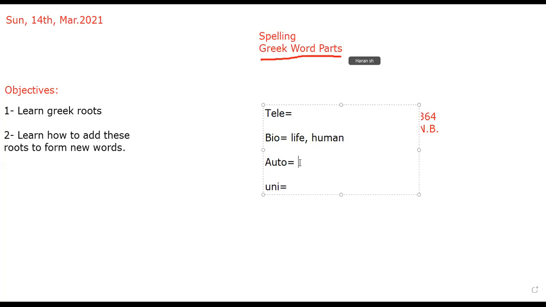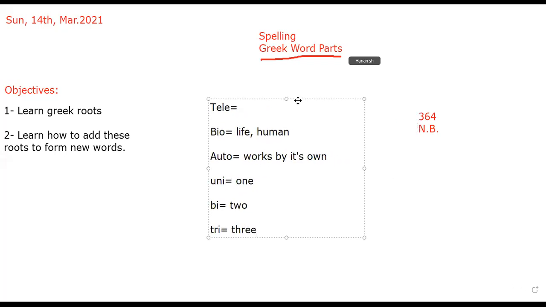Auto, it means something that works by its own. So like it's by itself, no one controls it. And uni, it means one. Bi, it means what? It means two. Tri, it means what? It means three. Is that even English? Yes. Those are Greek roots. Like Greek, but we use them also.